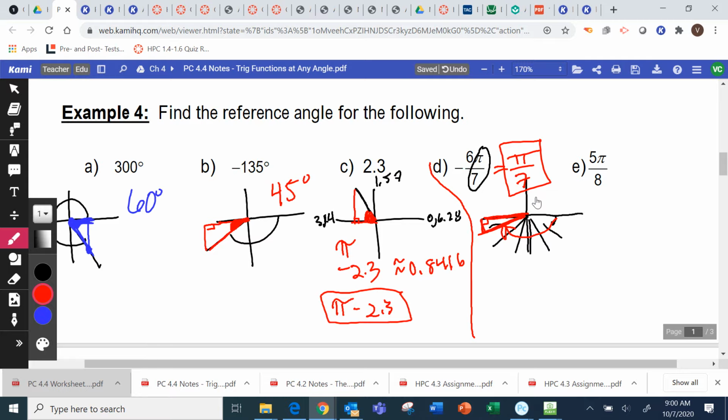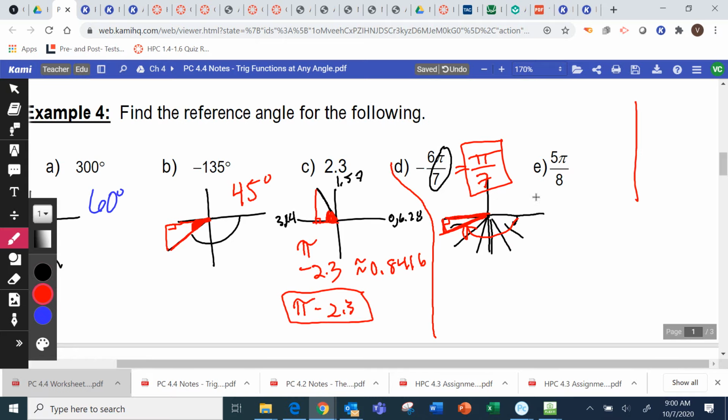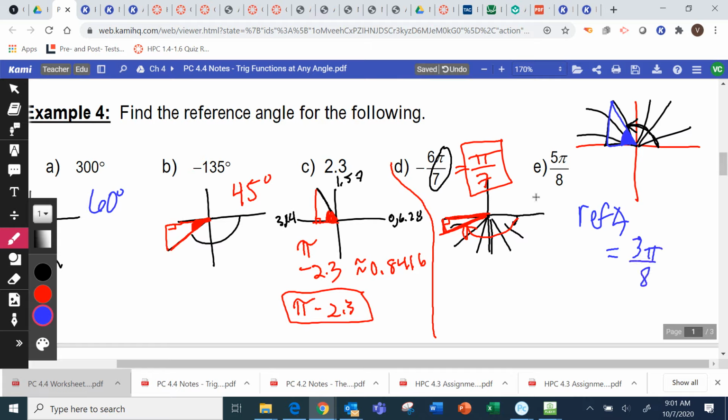And another not familiar breakdown of pi, 8ths. Done in 4ths. I'm going to pass through 5 of these. 1, 2, 3, 4, 5 of them. The reference angle is what takes me to the x-axis in the shortest way possible. What's my reference angle for this one? 3 pi over 8. Good job. All right, so that's all we're going to do today.